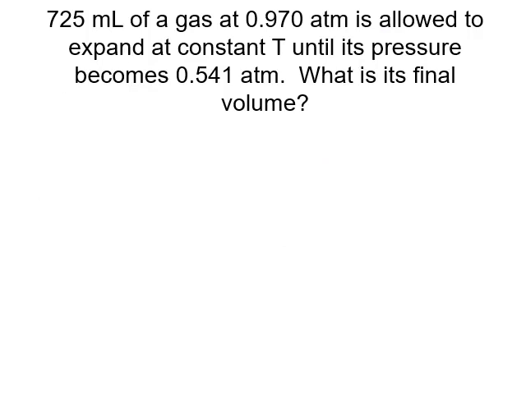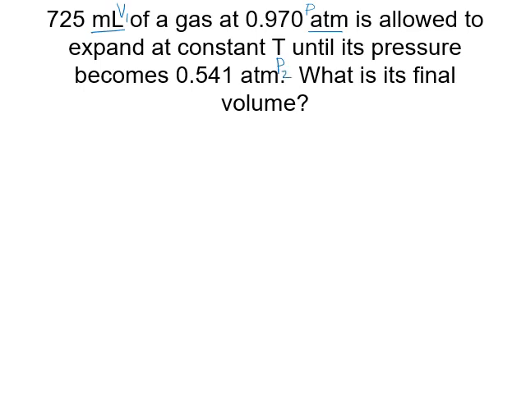725 milliliters of a gas at 0.970 atmospheres is allowed to expand at constant temperature until its pressure becomes 0.541 atmospheres. What is its final volume? So milliliters is a unit of volume, and atmospheres is a unit of pressure. And it's allowed to expand at constant temperature, so I know that this is going to be a Boyle's law problem. Temperature won't be involved. Until its pressure becomes 0.541 atmospheres, here's another pressure. What is its final volume?